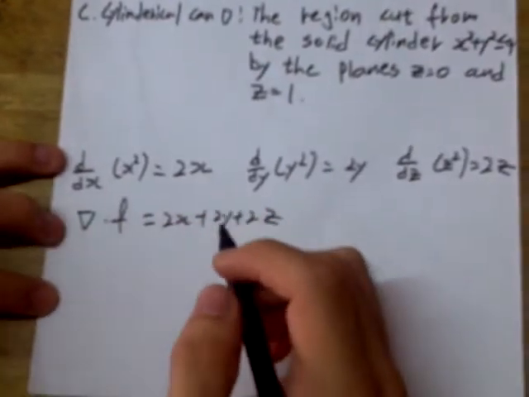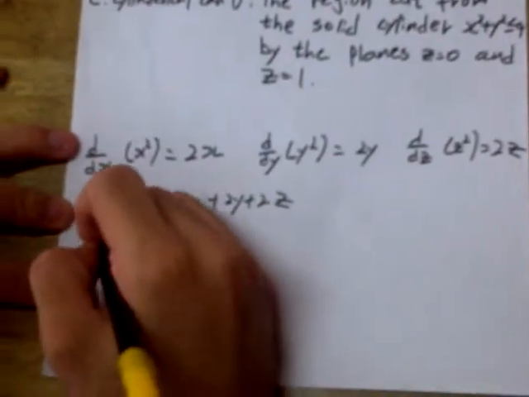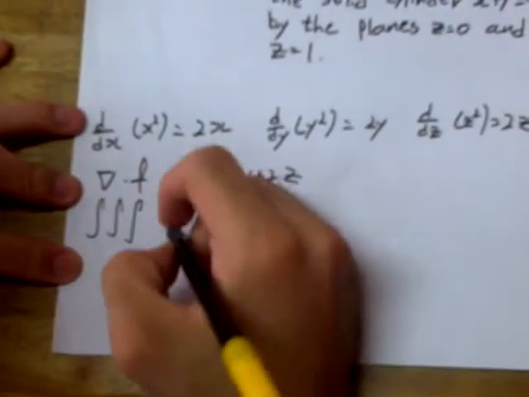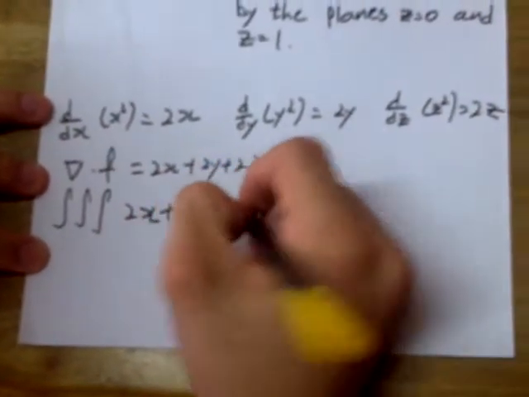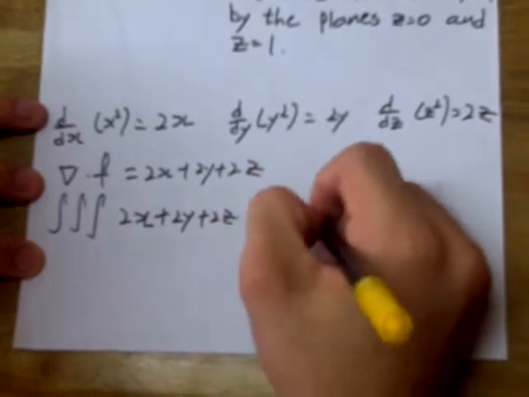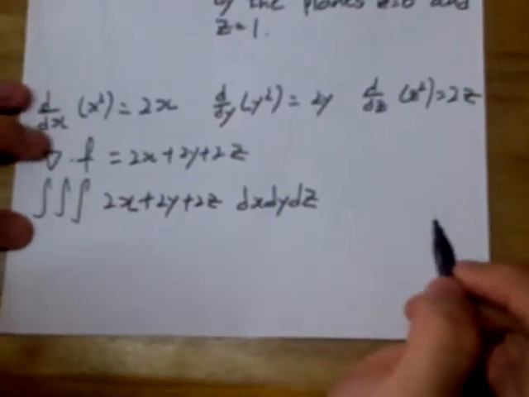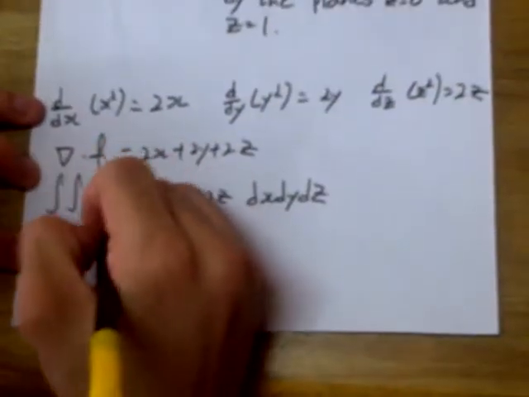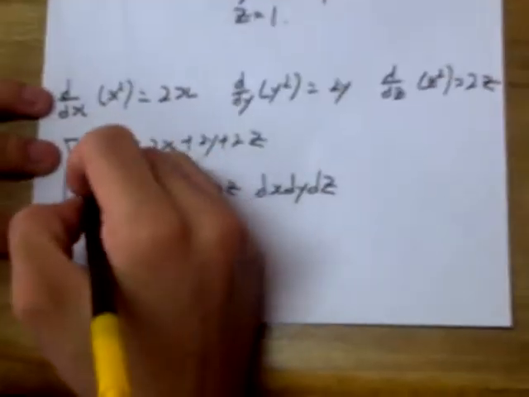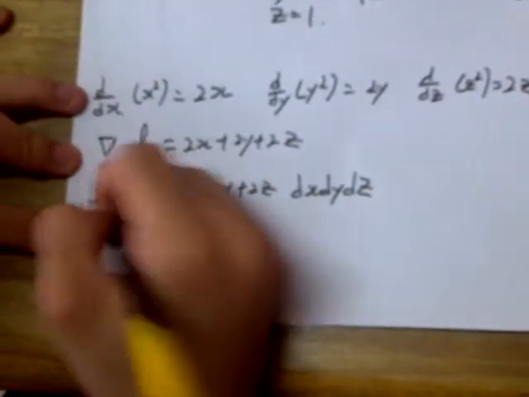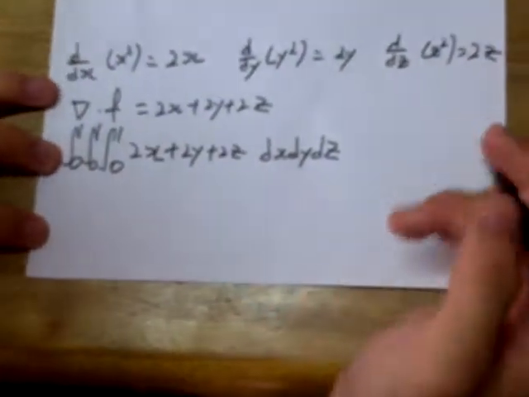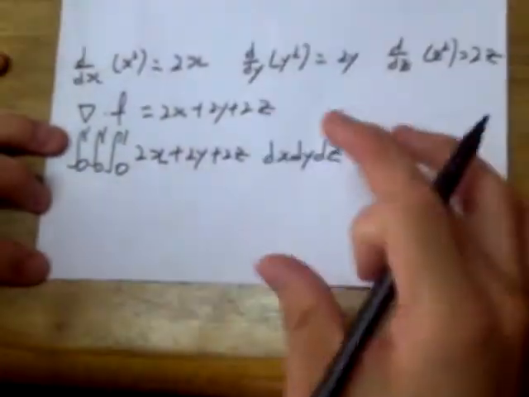After that, we need to find the flux. So we use triple integration of the function, dx, dy, dz. The limit for x is 0 to 1. The limit for y is also 0 to 1, and the limit for z is also 0 to 1. So now we integrate this function.